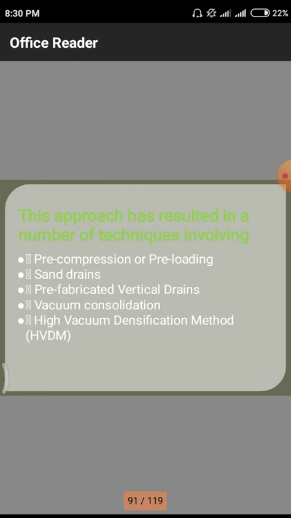Vertical means along the y-axis, that means those are perpendicular to the field itself. Horizontal means along the x-axis, those lie along the ground level, that means those are parallel to the ground, but these vertical drains are perpendicular to the ground.